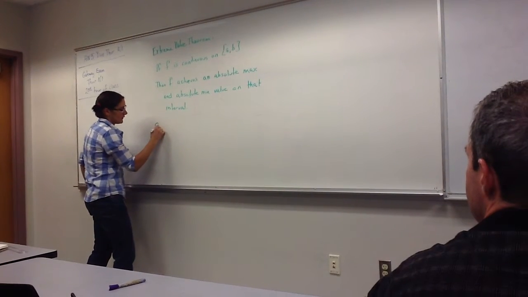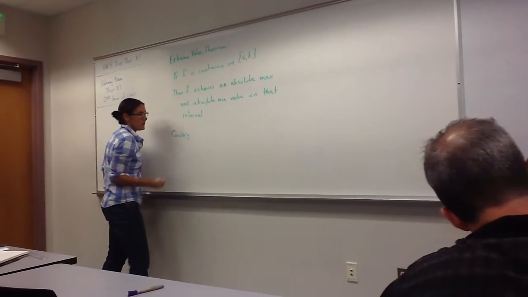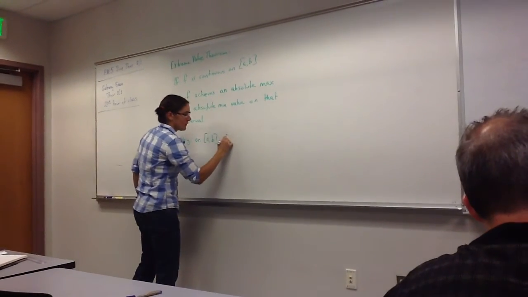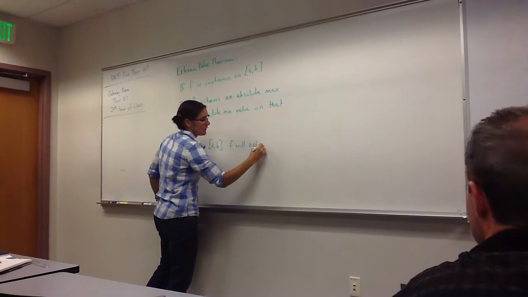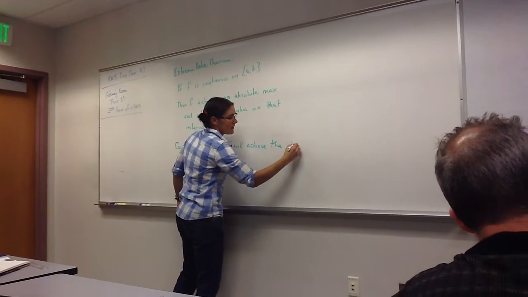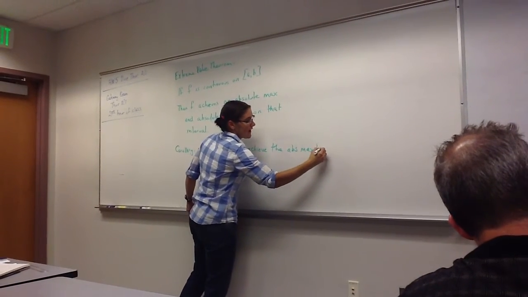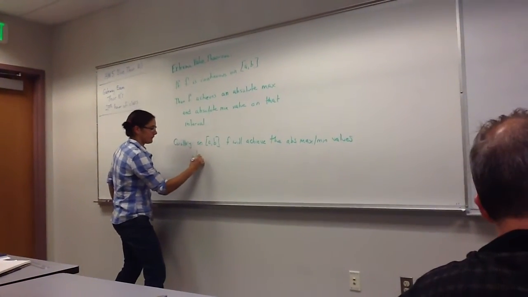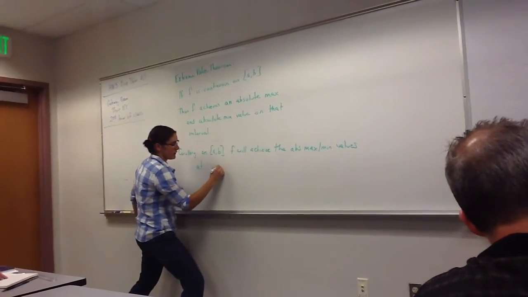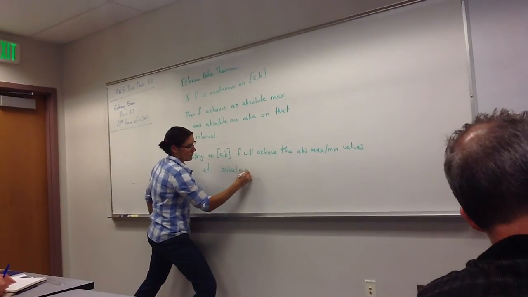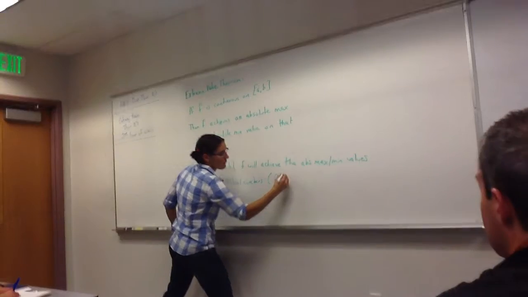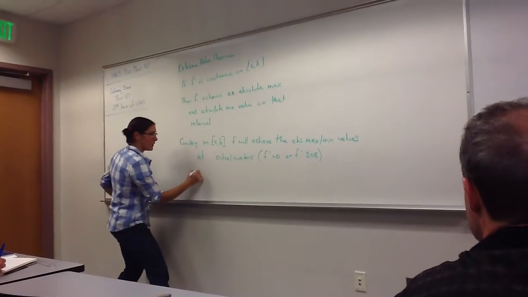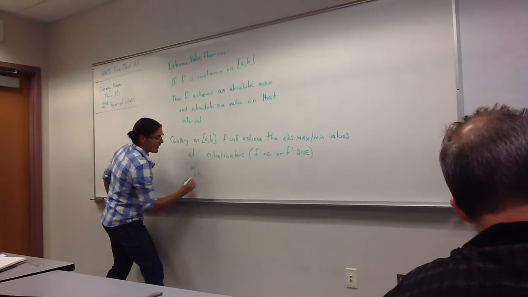And the corollary to this is that on the interval from a to b, f will achieve the absolute maximum and minimum values at either critical numbers, meaning where f prime is equal to 0 or f prime does not exist, or at endpoints.